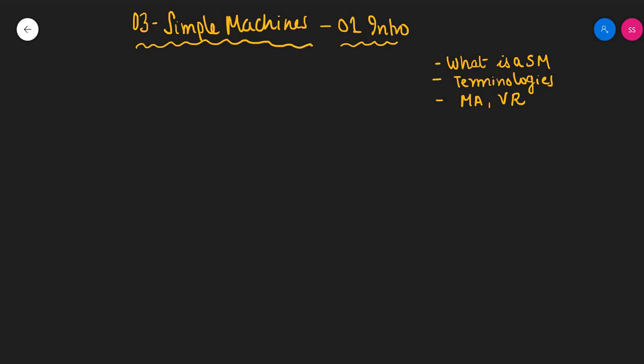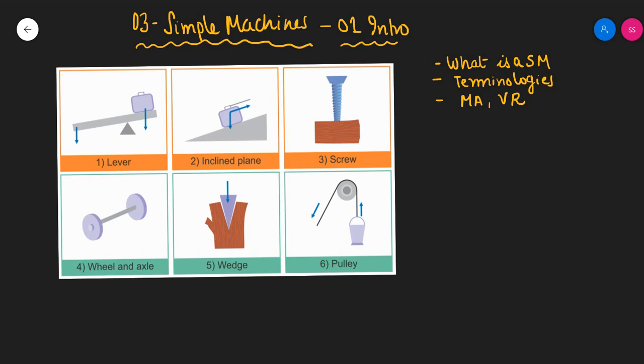So, what is a simple machine? Let's first look at a set of examples of what is a simple machine. So here you have a lever. An example of a lever would be scissors. We will see how scissors are examples of a lever, or a cutting plier, etc. Pliers, crowbar and stuff like that.